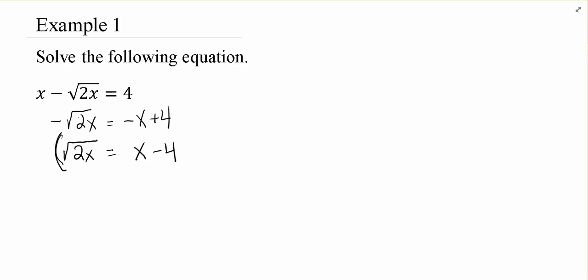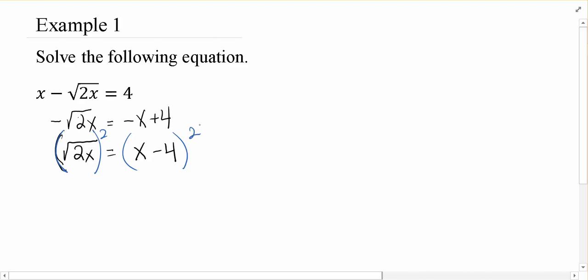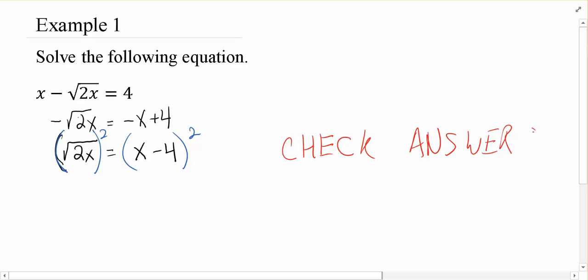My blue ink's not working. There's my blue ink. So we're going to square both sides, but also remember that squaring both sides isn't fully legal. And so as soon as we square both sides, we have to make our note to ourselves that whatever we do, we need to check our answer or answers in the end.